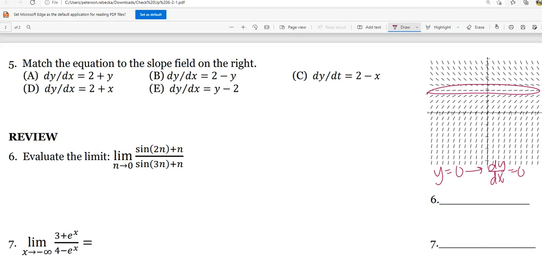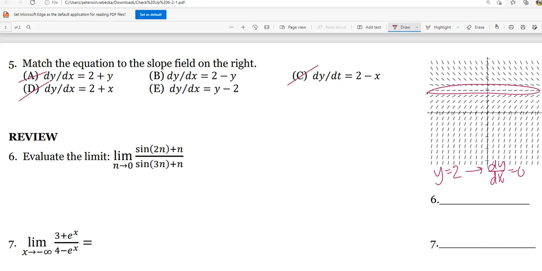All right, so when I plug in y equals 2, then the slope should be 0. So this is not going to work for me. There's nowhere even to place y in there. B works and E works, C does not work, okay?